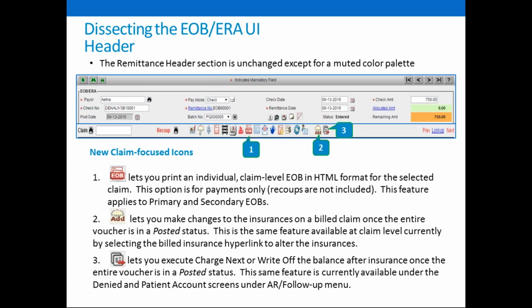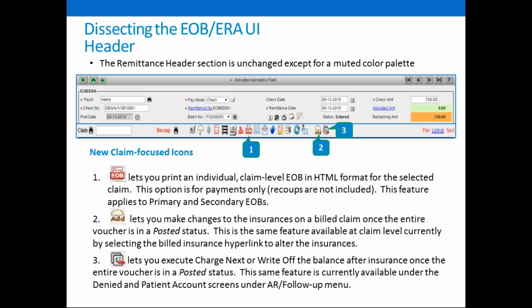The second new icon here is the umbrella with the word add on it. And this allows you to make changes to billed insurances once that voucher has been posted. Now, it's important to note this feature already exists at the claim level. So when you're wearing your billing hat and you need to modify the insurance on a claim in a billed status, when you're on the claim page, you do this by clicking on the hyperlink, the primary, the secondary, or the tertiary hyperlink. And then that opens up the change insurance screen, and you can change the insurance.